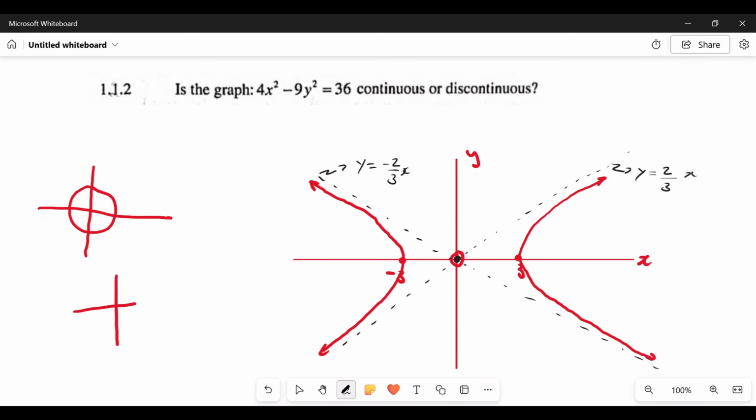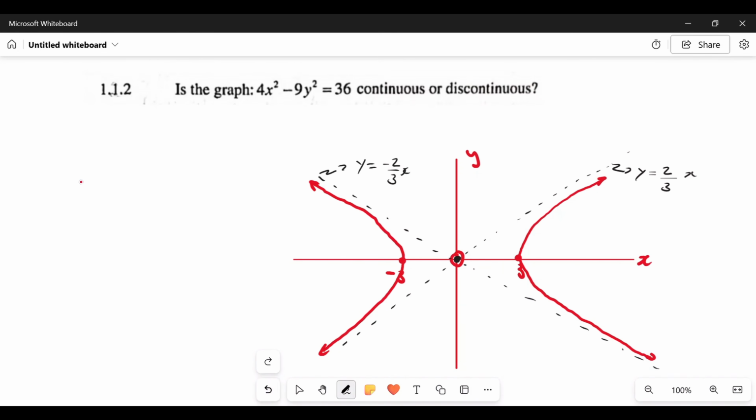So this means that it's a continuous graph. For a straight line graph, let's see. Can I draw a straight line graph without breaking a line? Let me see. As you can see, a straight line graph can be drawn without breaking a line or lifting a pen. So this means that when you can draw without breaking a line or lifting a pen, these graphs are continuous. So what do discontinuous graphs look like?